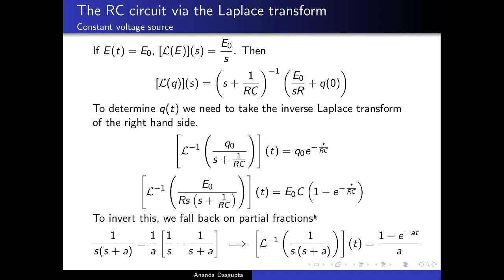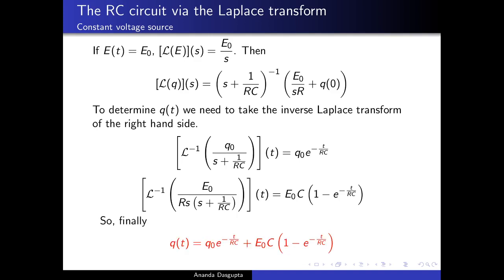So that's the Laplace transform of the other term. Adding them together gives you the inverse Laplace transform of the right hand side, which is q of t. So q of t is the formula that we had already worked out before: q0 e to the minus t by rc plus e0 c into 1 minus e to the minus t by rc. You can easily verify that for t0 equals 0, this is exactly the solution that we had worked out earlier.